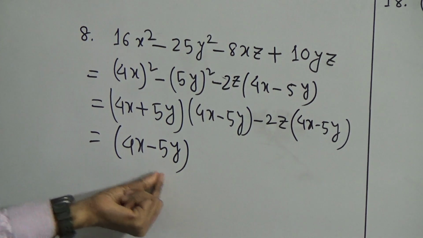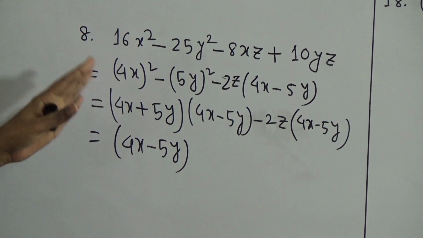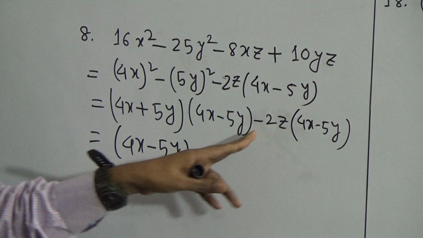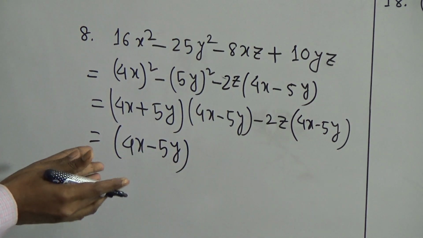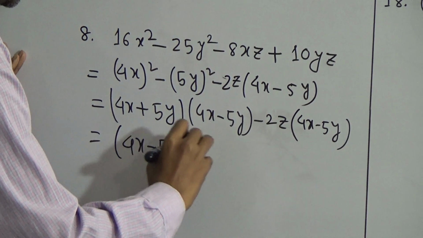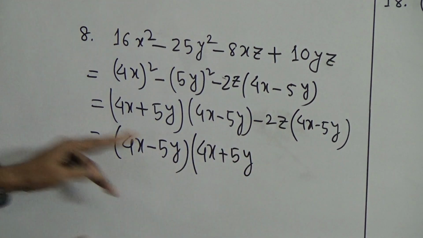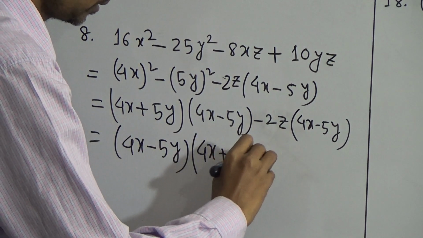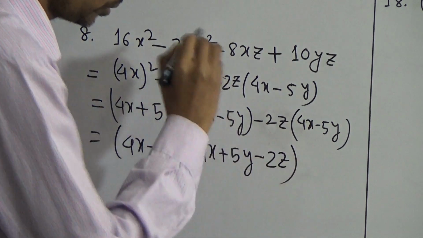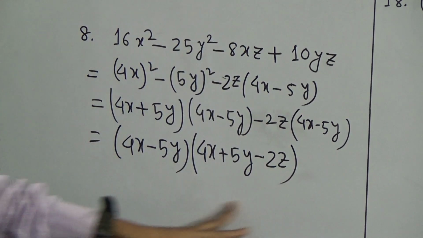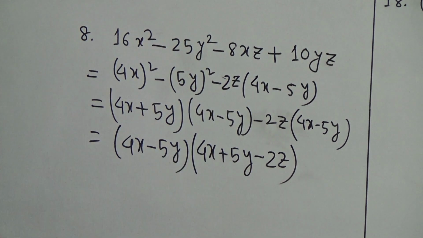So I have written this, and the rest of the term, that means 4x plus 5y minus 2z, you have to write as a product form like this here, 4x plus 5y minus 2z. Okay, so this is the required factor. Okay, so this is the answer. Now I will solve question number 10.